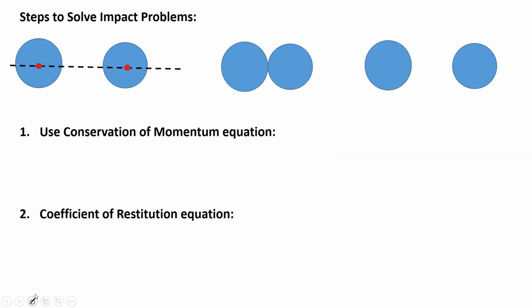When we solve the problem on the impact, we have to use two equations. The first equation is the conservation of momentum equation and the second equation is the coefficient of restitution equation. Basically, when we solve the problem on the impact, we are interested in the relation between velocities before impact and after impact. So these are the velocities of the two objects, VA and VB, before impact.